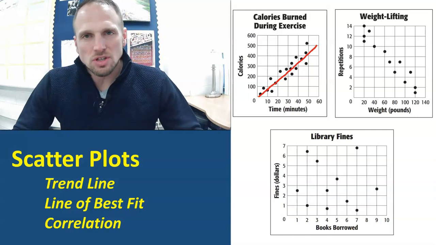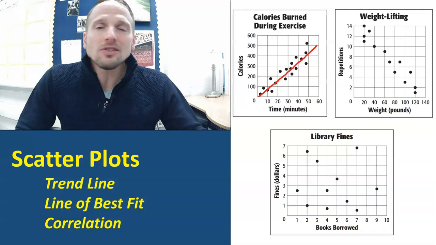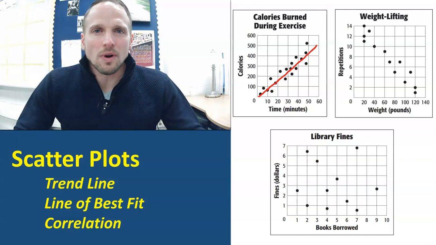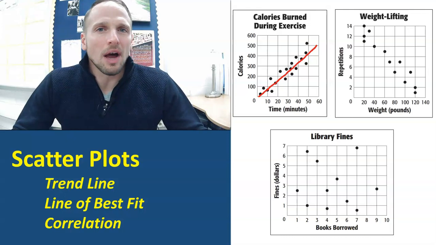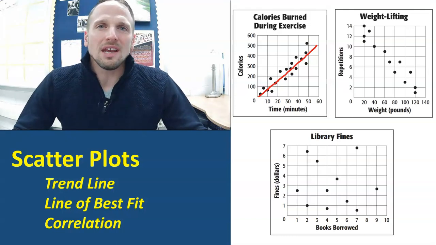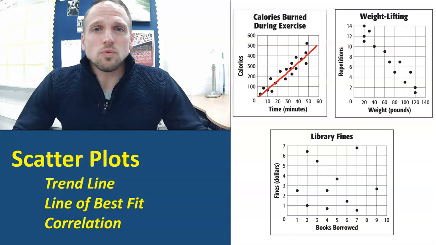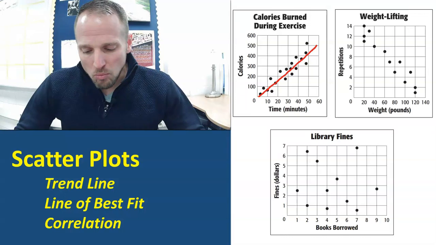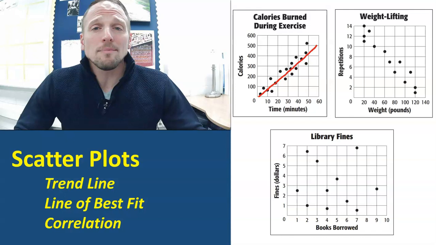Now, the next question that I'll have is this. Is there a connection in the data? Is there a correlation in the data? And I'm basically asking this question right here. So if you drew a line through it, what kind of slope would that line have? Would it have a positive slope? Would it have a negative slope, or is it just impossible to draw a line through it? Well, that line that we drew had a positive slope, so this first one would have a positive correlation, which means the more time you spend, the more calories you burn. So the more time, the more calories.